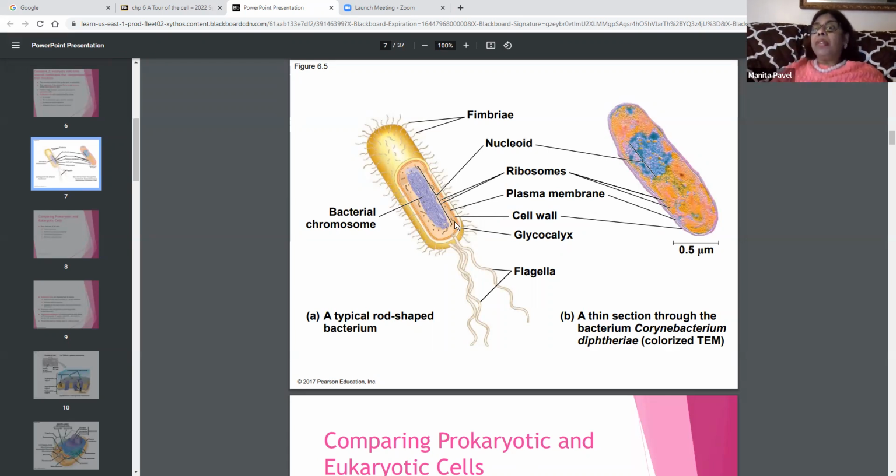Now, plants have a cell wall, but the composition of the cell wall in plants is cellulose, whereas bacterial cell wall is made up of a complex substance called peptidoglycan. So here they just call it glycocalyx.